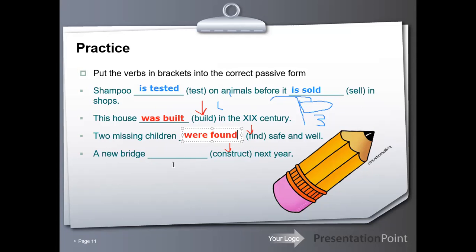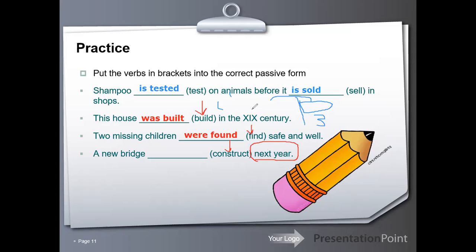And the last one, a new bridge next year. A new bridge next year. Was constructed. No, but listen carefully. You need to pay attention to. Okay, very good. That's regular, right, Aníbal? Es regular, ¿sí o no? Yes. Pero miren la expresión, next year.